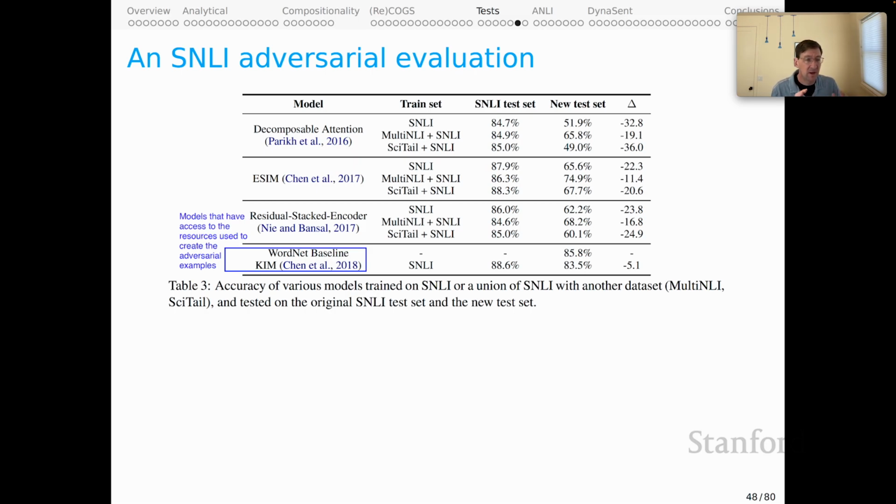Paper. We should exempt the final lines, I think, on the grounds that those systems consumed WordNet, which was the resource that was used to create the adversary, and look at the systems that are in the top three rows. What you find is that they do really well on SNLI's test set, right? They're in the mid-80s, and they do abysmally on the new test set. There are huge deltas in performance there. So that's interesting and worrisome.